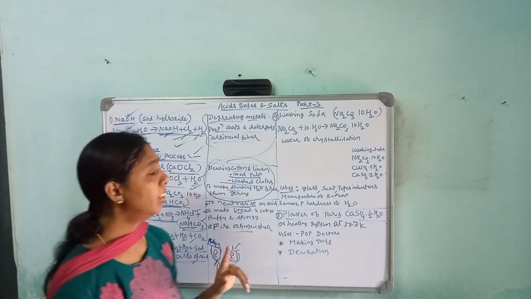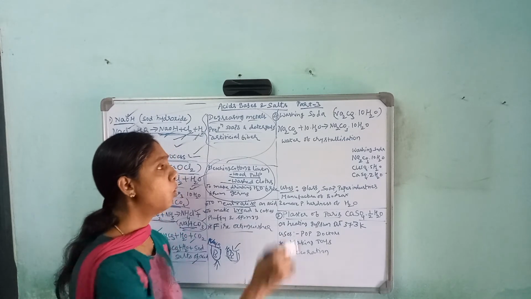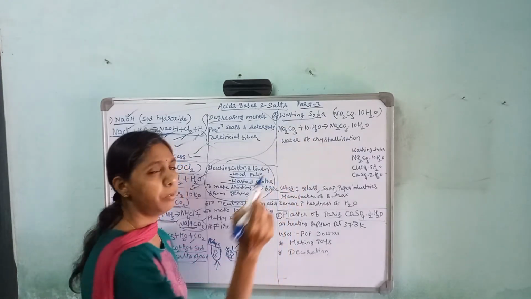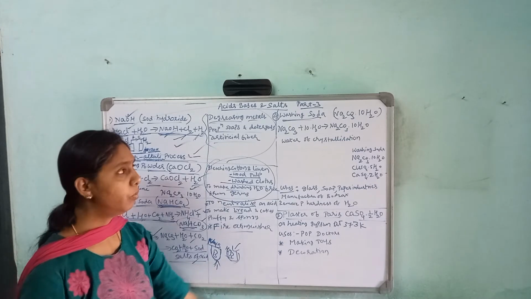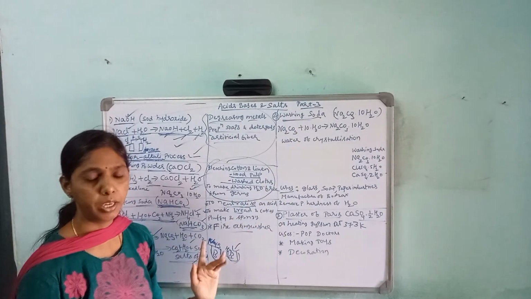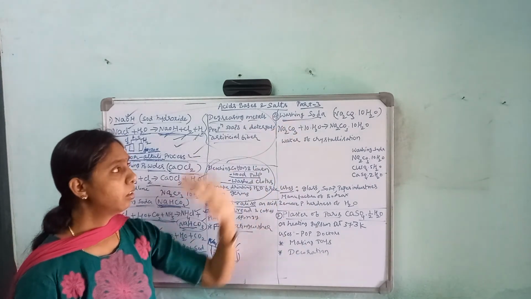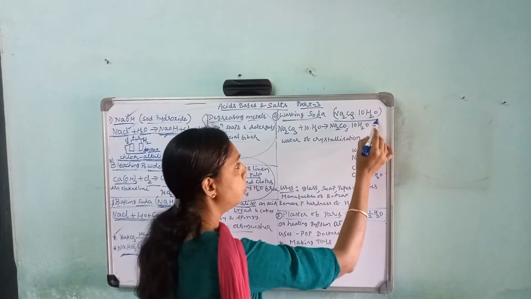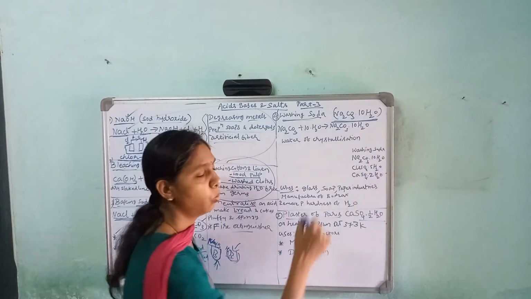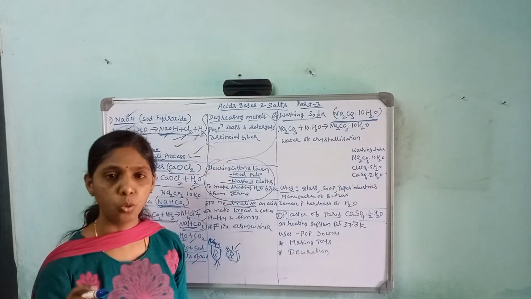Now let us pass on to the next one, washing soda. Already we came to know that on heating baking soda we will get washing soda. On heating baking soda we get washing soda, and the formula here is Na2CO3.10H2O. What does this 10H2O indicate?